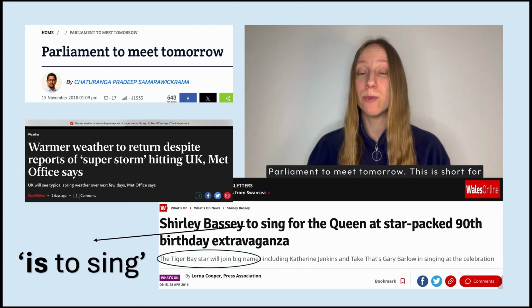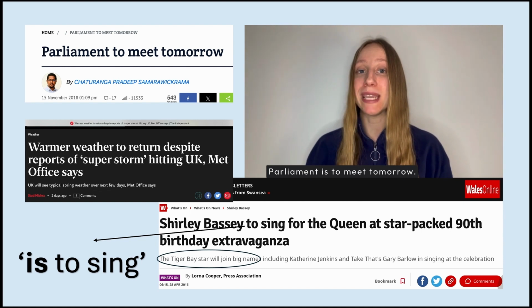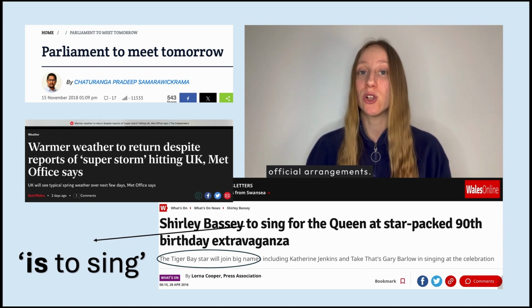Parliament to meet tomorrow. This is short for Parliament is to meet tomorrow. This structure is often used in spoken news broadcasts too, when announcing formal or official arrangements.